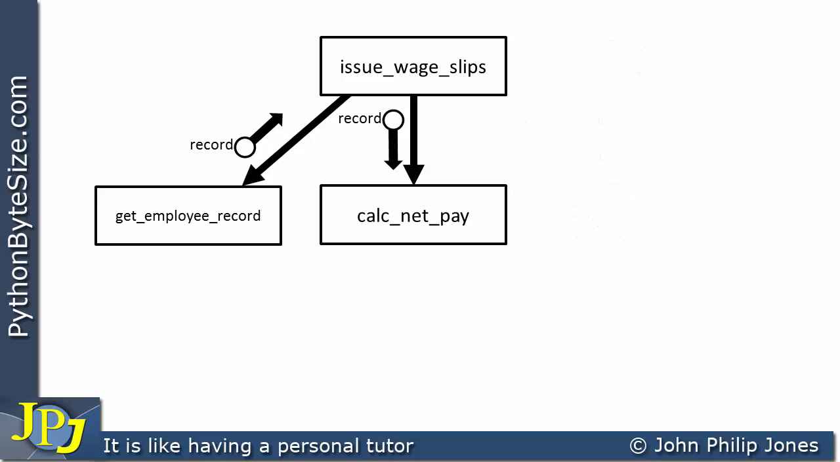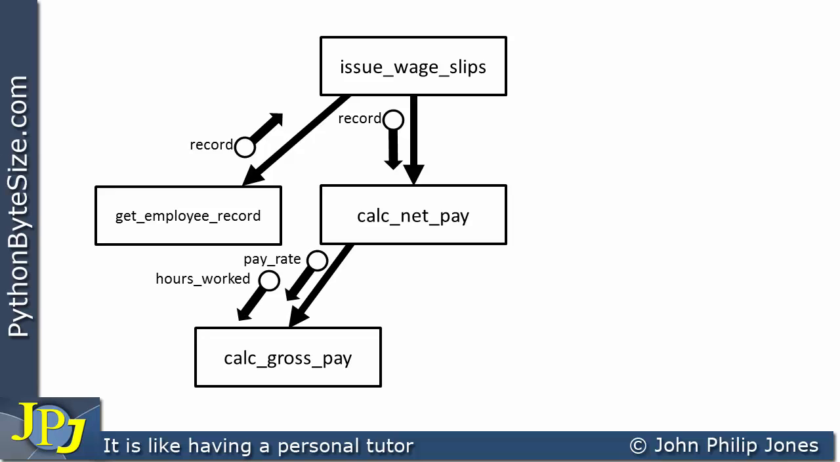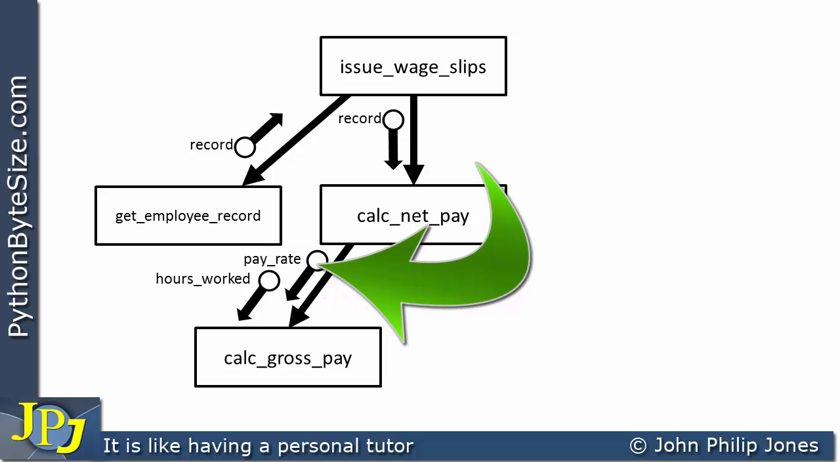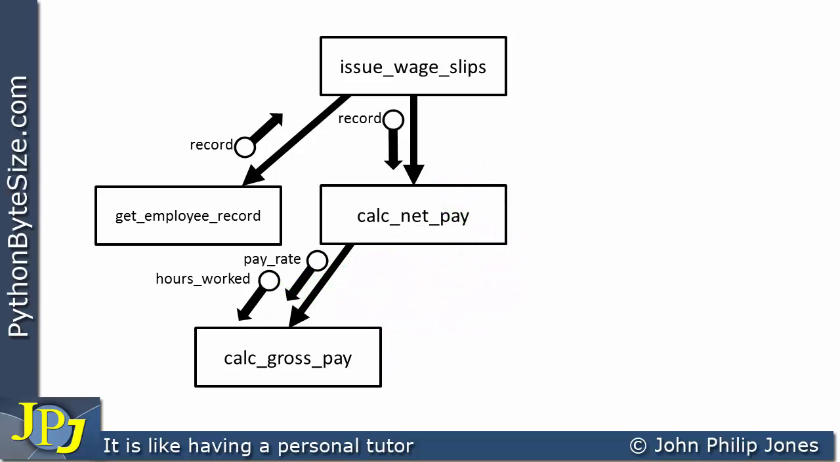And of course, if we're going to calculate the net pay, one of the first things we need to do is to actually calculate the gross pay. And when I've done that, you can see this is the call, and I'm passing these data couples here, which is the pay rate and the hours worked. Now, where did that information come from? It came from within this record. So what calculateNetPay has done is extracted the pay rate and the hours worked, and it's passing it to the gross pay module.